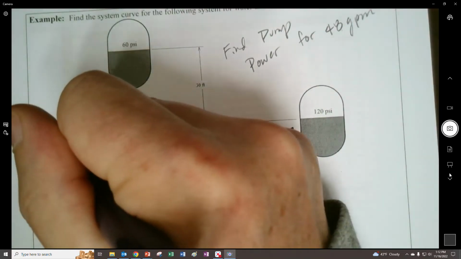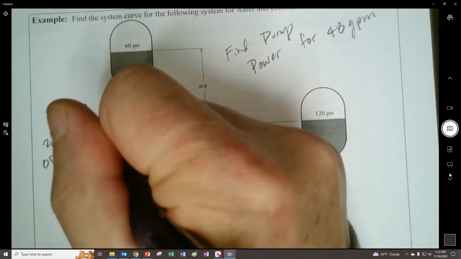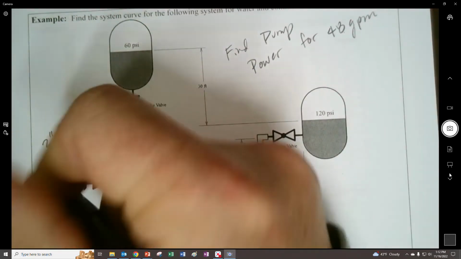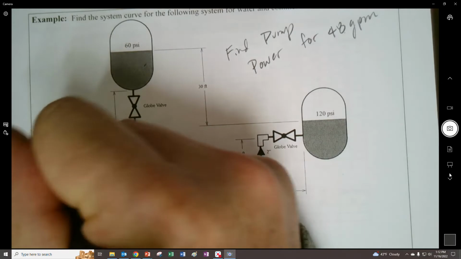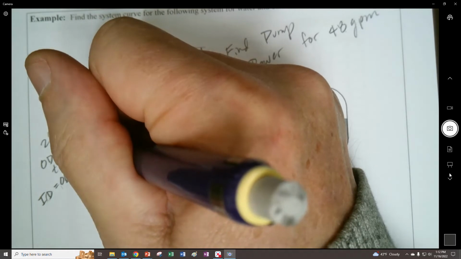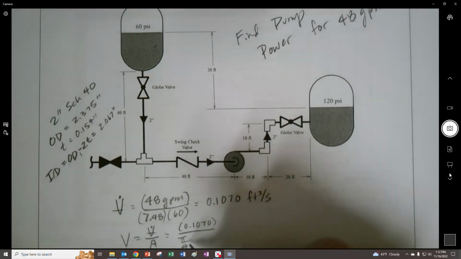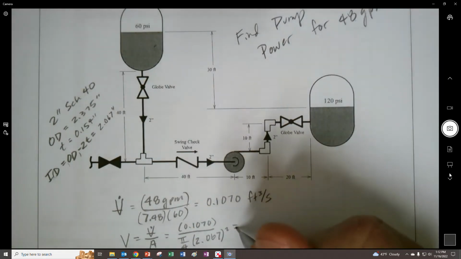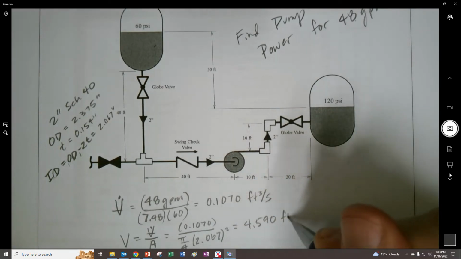The wall thickness for Schedule 40 is going to be 0.154 inches. So the ID is going to be the OD minus 2 times the wall thickness, and we end up with 2.067 inches, right? It's just a small difference, but it's worth using it this way. All right, so 2.067 to use the correct value. I like using the correct value. So we get a velocity of 4.590 feet per second.